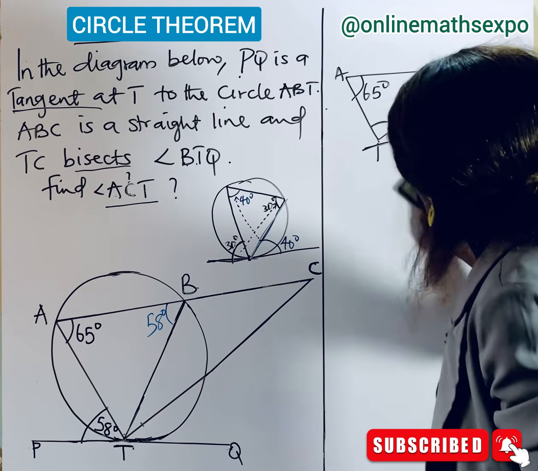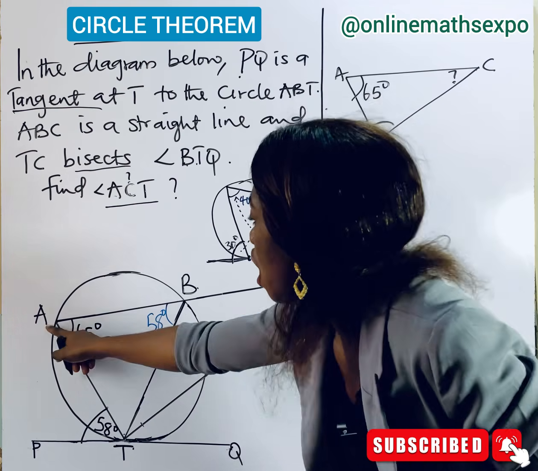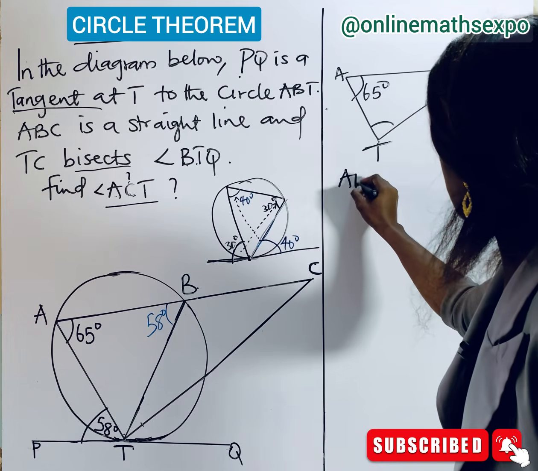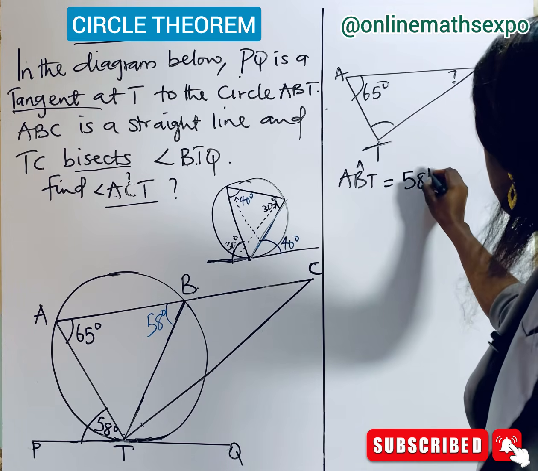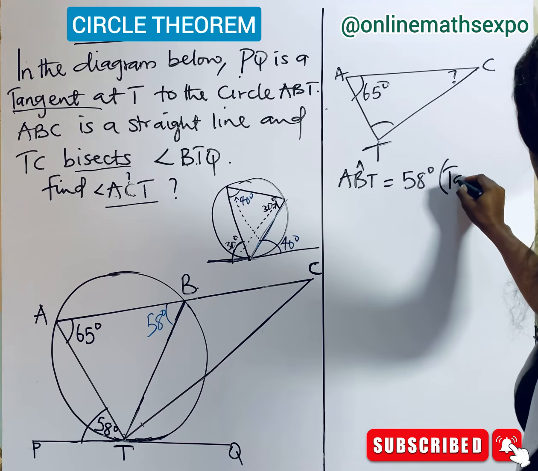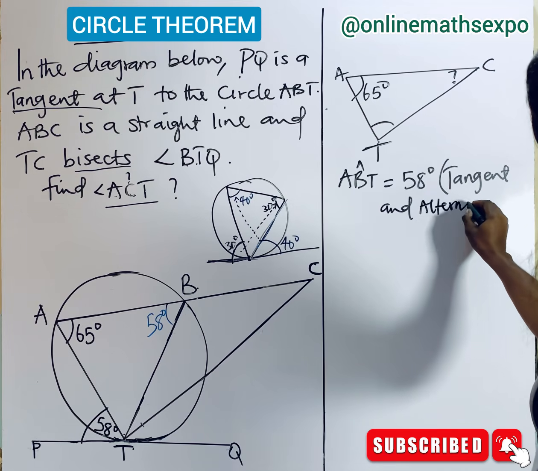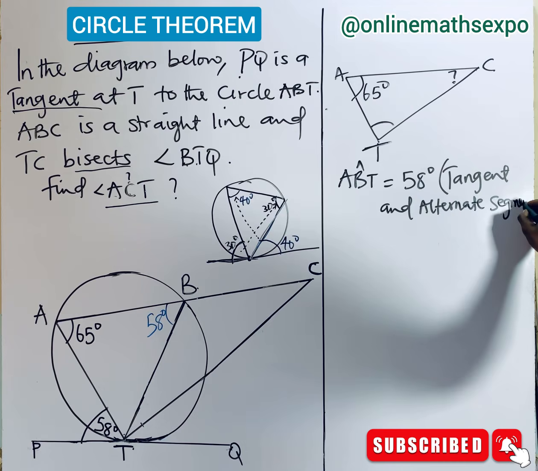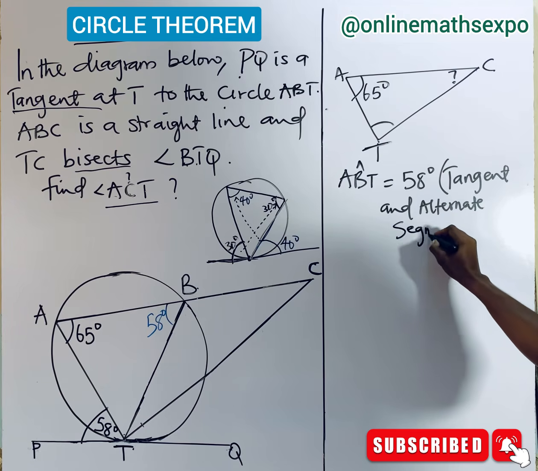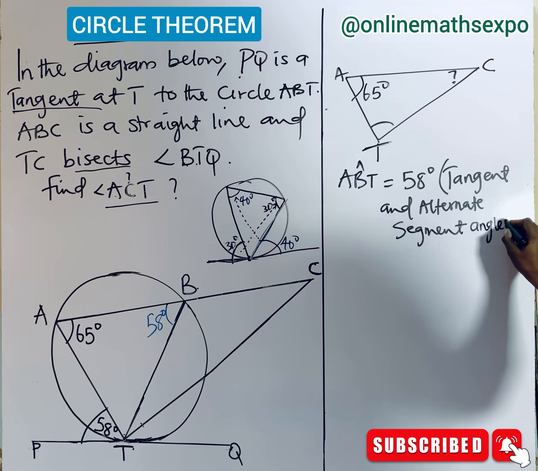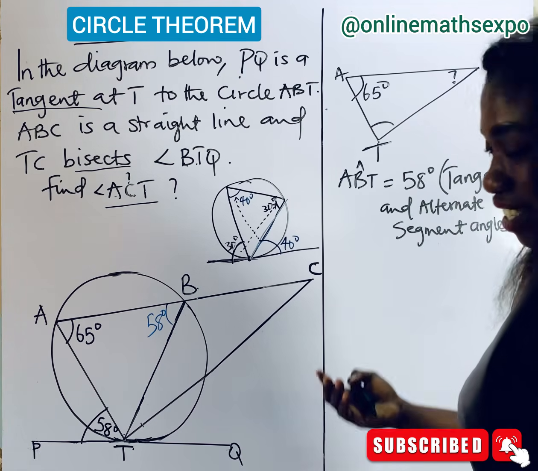So let's write it out, supposing it's in theory, because you need to give your reasons. So it means that angle ABT, that's angle at B, is also equal to 58 degrees. Our reason is tangent and alternate segments. I hope this is clear. Let's make it better: tangent and alternate segment angles, they are equal. So if this is true, what use is it to this question?